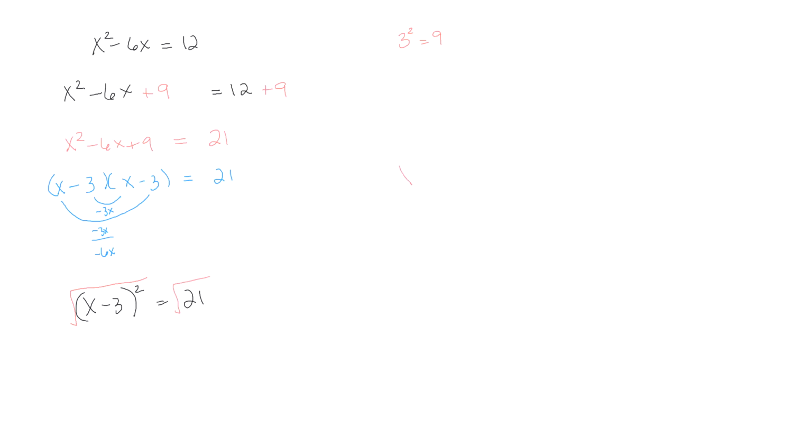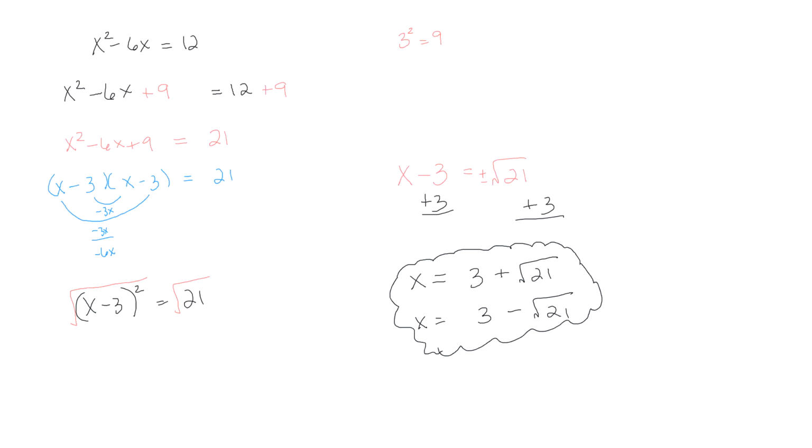So I have x minus 3, which comes out of the square root sign, equals the square root of 21. And this is really plus or minus. So my two answers are going to be x equals 3 plus the square root of 21, and x equals 3 minus the square root of 21. So I have two answers because I started with a quadratic.